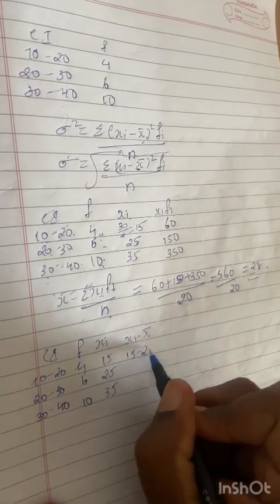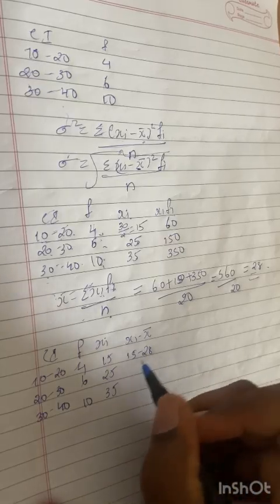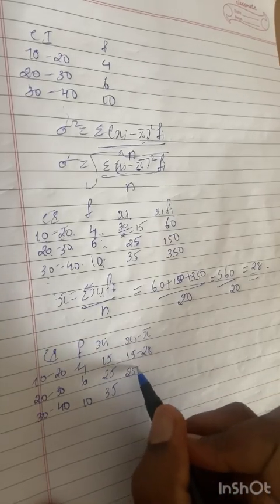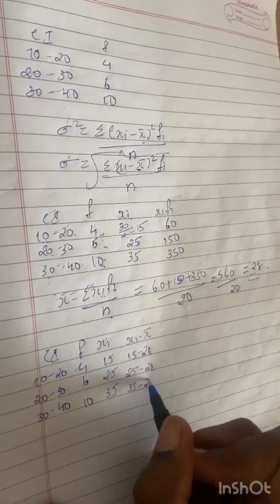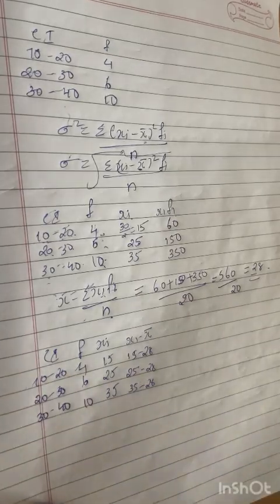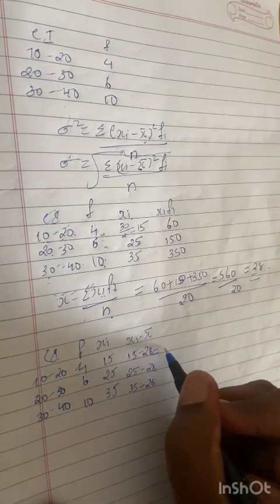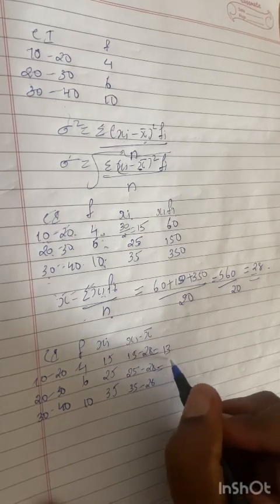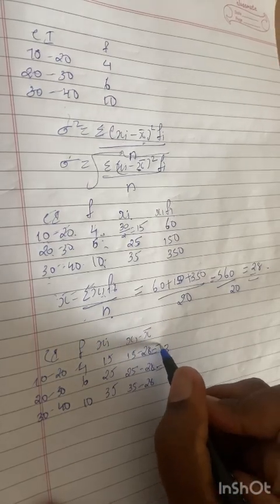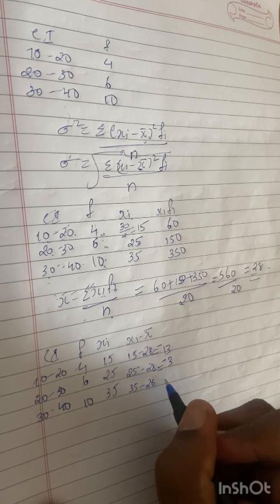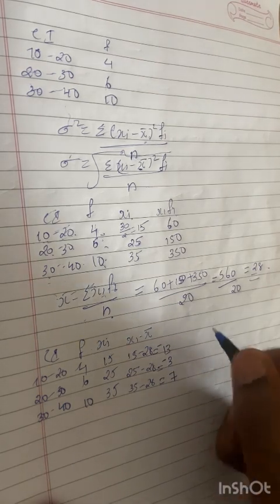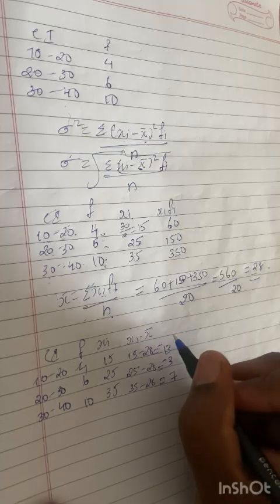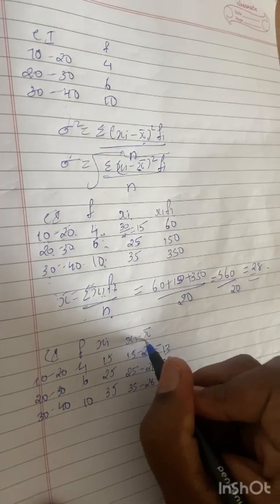So 15 minus 28. Next is 25 minus 28, and the last one is 35 minus 28. We get the answers: here it is minus 13, this is minus 3, and here it is 7, right? 7.